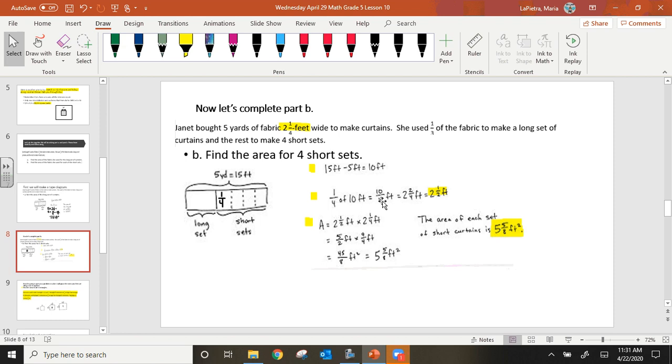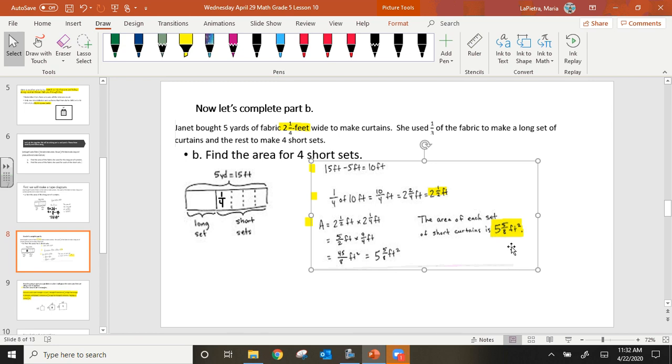1/4 of the 10 feet, we have 10 over 4, which equals 2 and 2/4, which equals 2 1/2. So look at this here, 2 1/2 times 2 and 1/4 is 5 over 2 times 9 over 4, which gives us 45 over 8. And when you divide that out, you get 5 and 5/8 feet squared. You have to divide that.